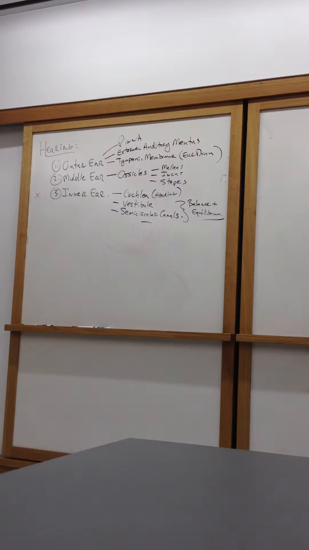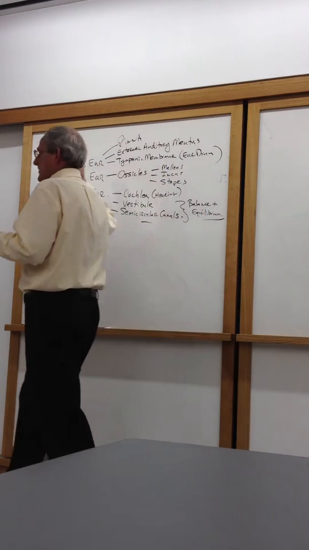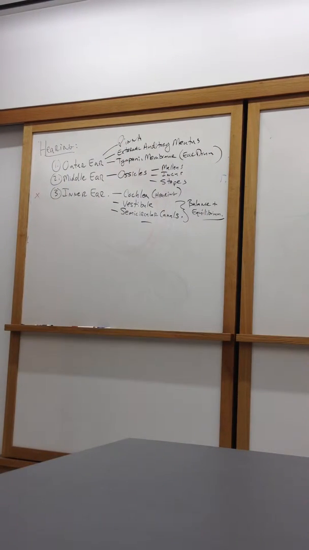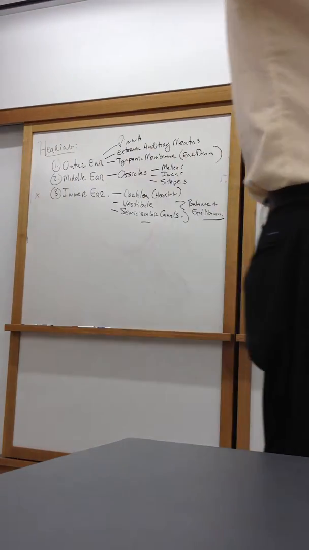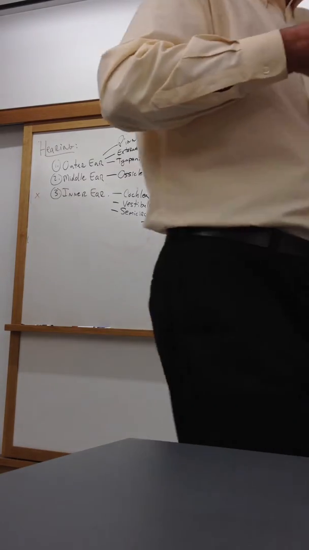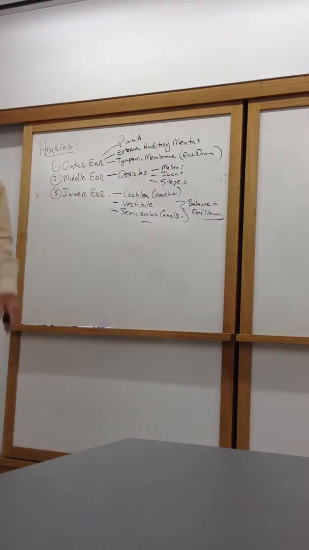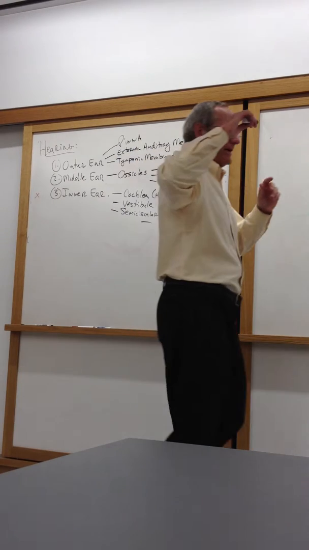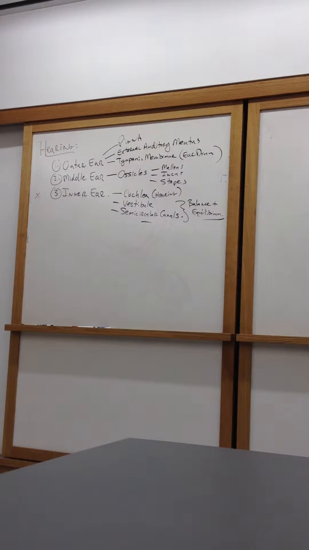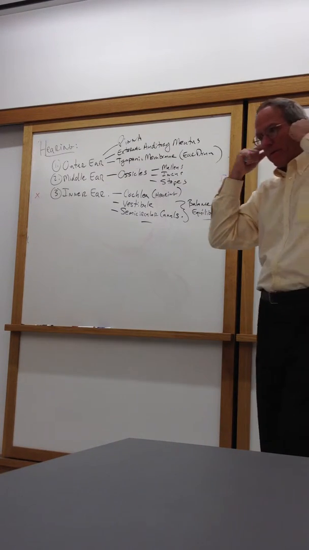So the function of the pinna, the cartilaginous area of the ear, is really to act as a kind of funnel. Sound waves that come in to the ear are funneled down so that they can enter into the external auditory meatus, or our ear canal. Okay? The ear canal is really a hole in the temporal bone of the skull.